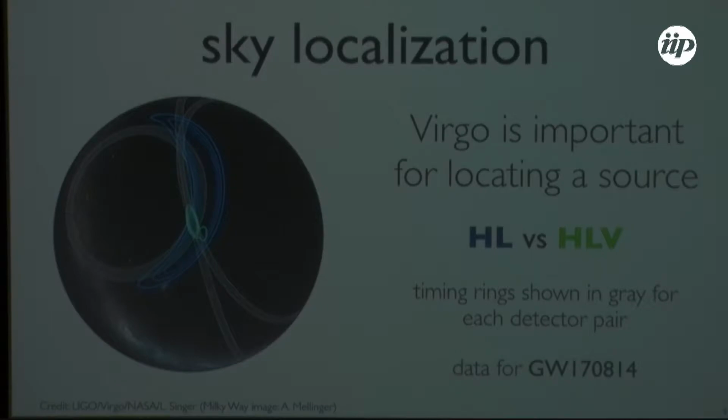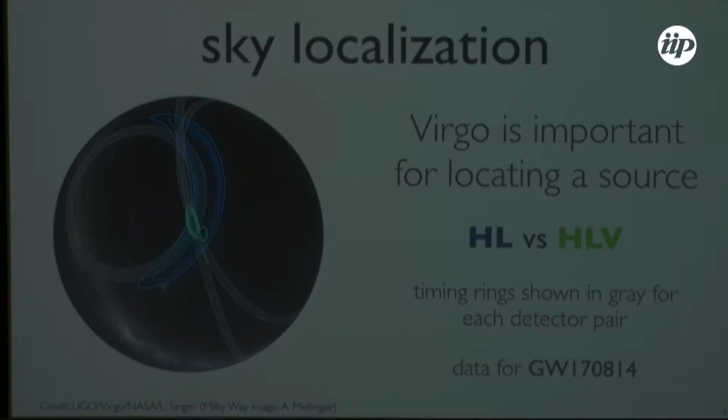If you have 3 detectors, you can define 3 such rings, because there's 3 pairs of detectors that you can define. And that's what the other rings are. It's just Hanford and Virgo and Livingston and Virgo. And then the source must have come from where they all intersect. And that's where the green contour is defined.